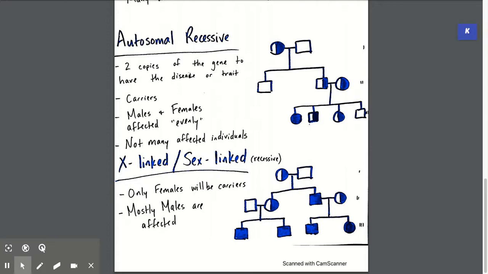So again, here we have a female carrier, an unaffected male. This is our marriage line. This is our next generation here. This is a female that's a carrier. This is a male that's affected. This male has offspring with a female that is a carrier. This is their marriage line. These are their children. We see they have a male that is affected and a female that is affected.